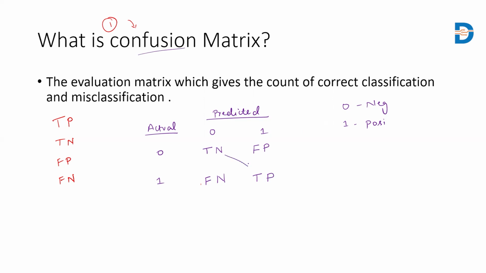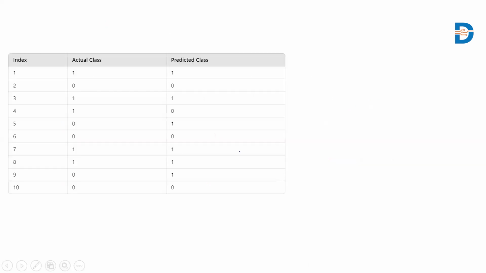Obviously, the diagonal count will give us the total number of correct classifications. That is, true negatives plus true positives will give us the correctly identified records. False positives plus false negatives count tell us how many misclassifications happened with the model. So this is the perspective of confusion matrix as an evaluation metric. Let's just take a small example here and try to understand this evaluation metric.